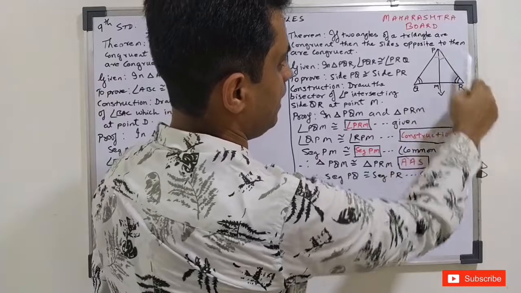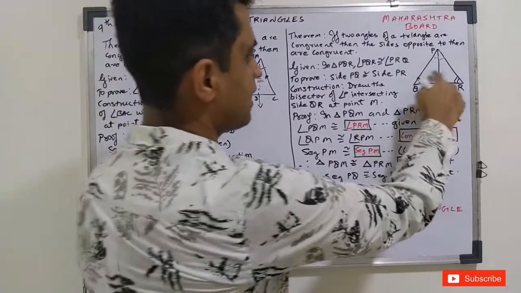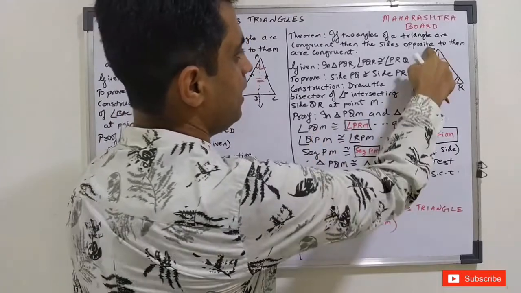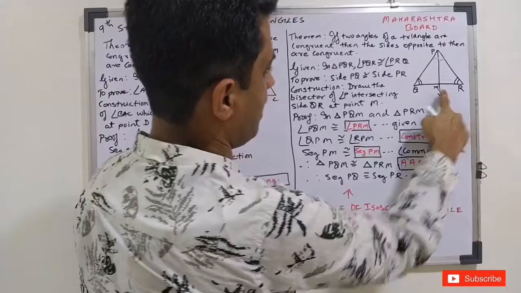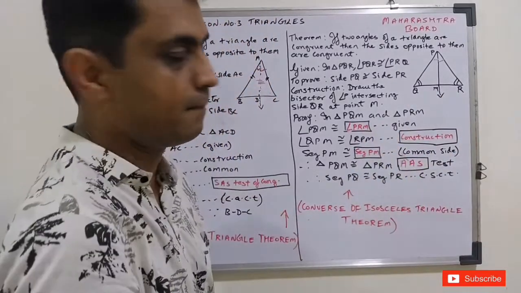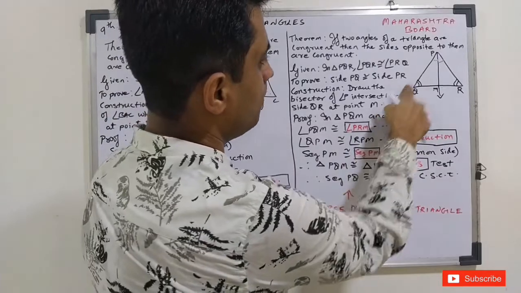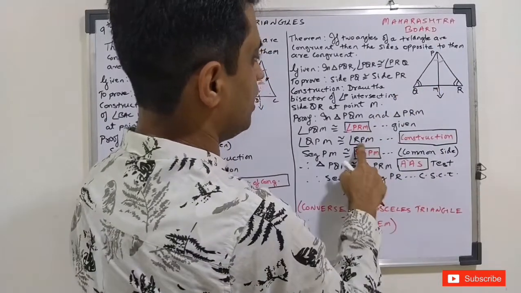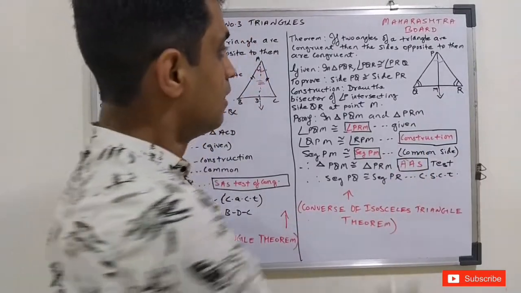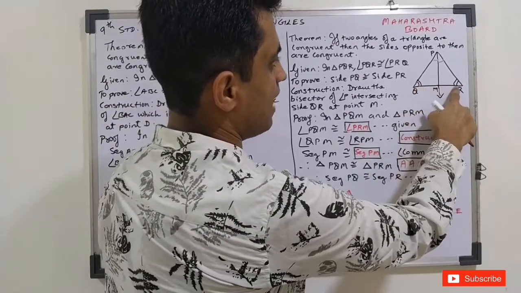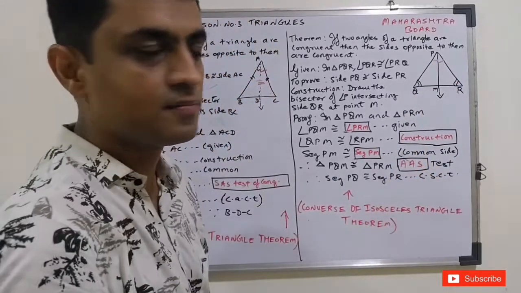Triangle PQM and triangle PRM. These two triangles we are taking. Now in these two triangles, first, angle PQM is congruent to angle PRM. Yes, it is given. Now angle QPM is congruent to angle RPM by construction. These two angles are congruent. Why? Because it is a construction.